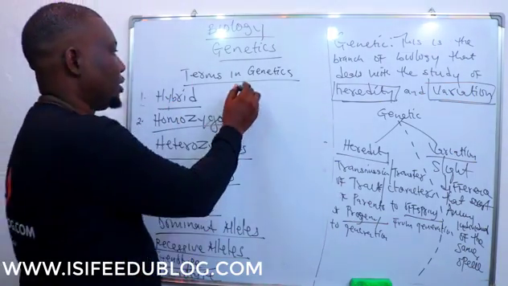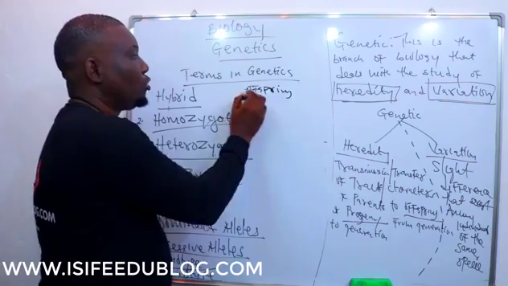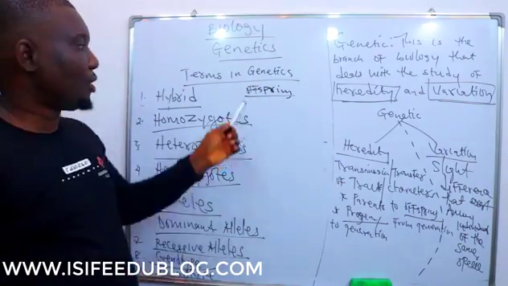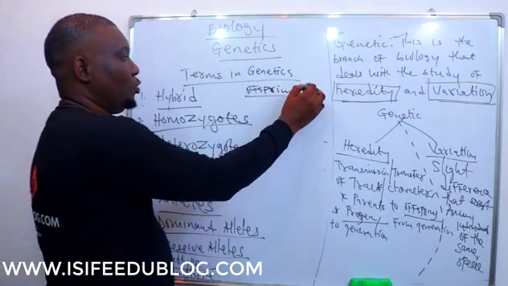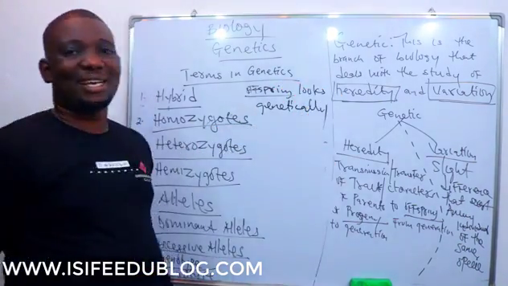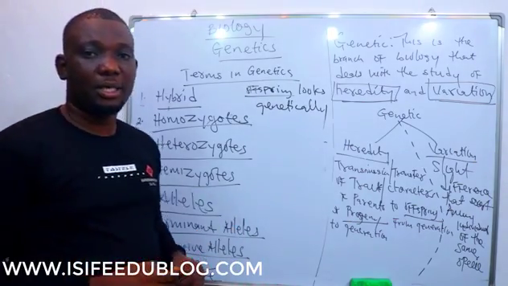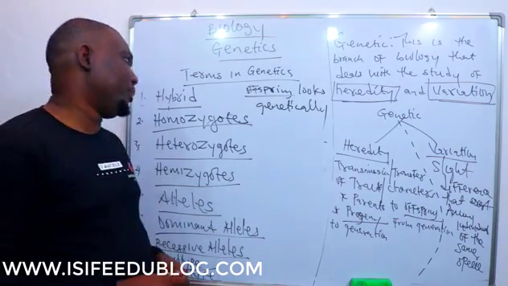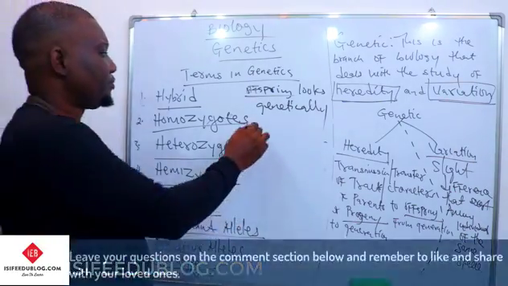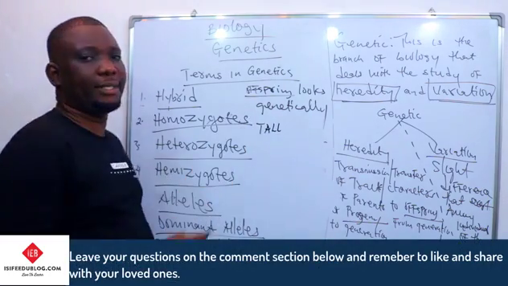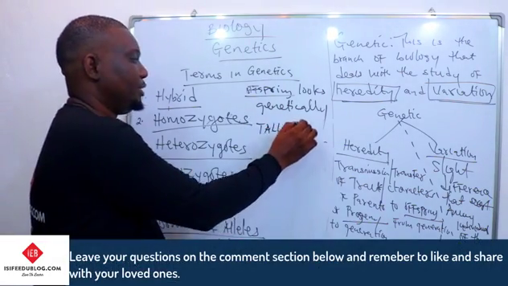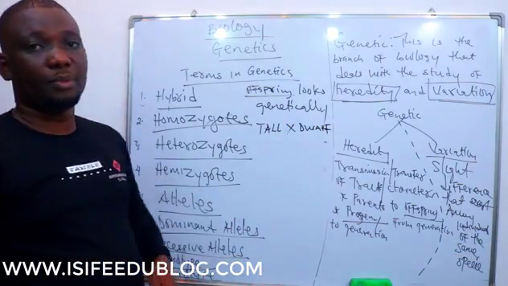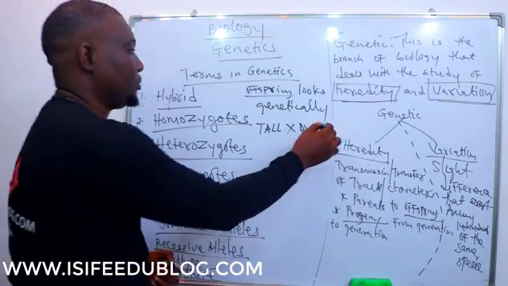Hybrids are offspring or young ones that look genetically different. Once an offspring looks genetically different from both parents, it is referred to as hybrid. I'll give you an example. Suppose I'm crossing a tall variety versus a dwarf variety. Tall and then dwarfism, as we describe most often.